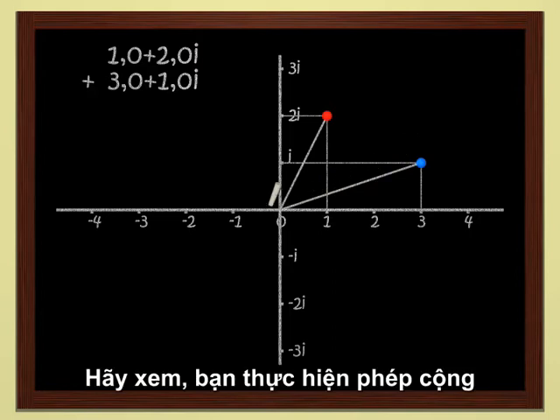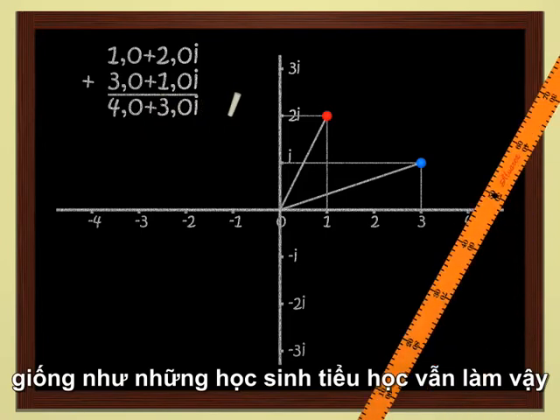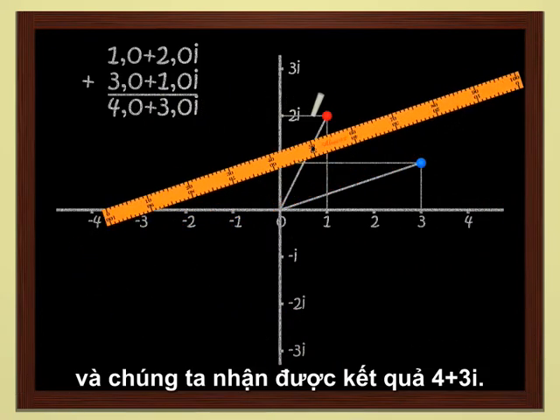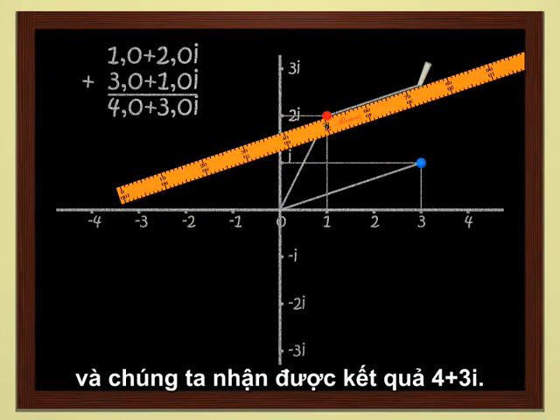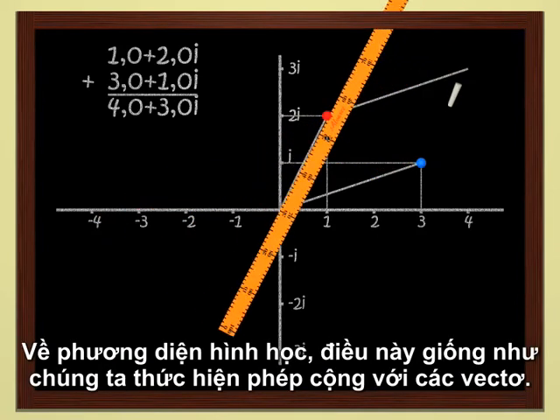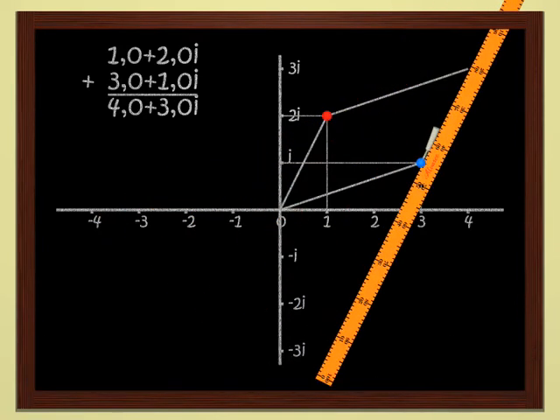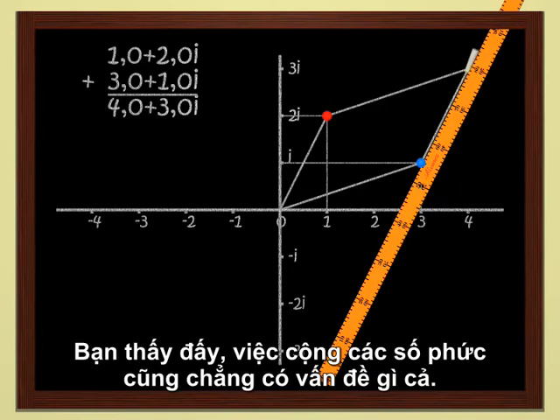Well, you add them just as school children do. That gives us 4 plus 3i. Geometrically, this is just addition of vectors. You see that it's no problem to add complex numbers.